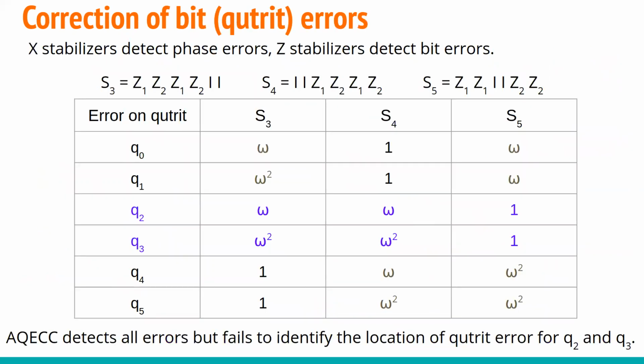Now coming to bit errors, here we see that the stabilizer shows it can detect each and every bit error, but if the bit error is on Q2 or Q3, the stabilizers are the same and it can detect, but it cannot uniquely identify the location of the error. So this is what we say is approximate. It is detecting, but it is not able to identify, so it cannot correct the error.